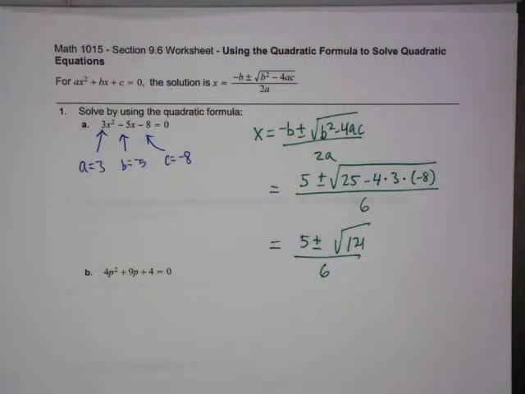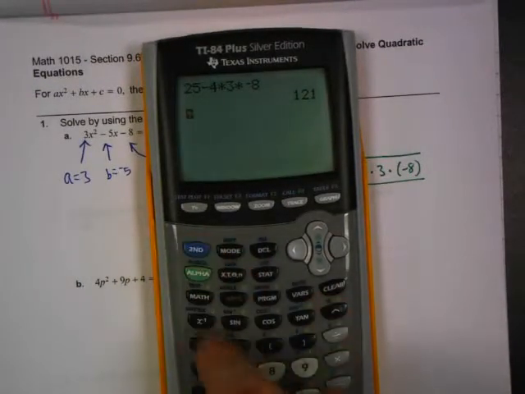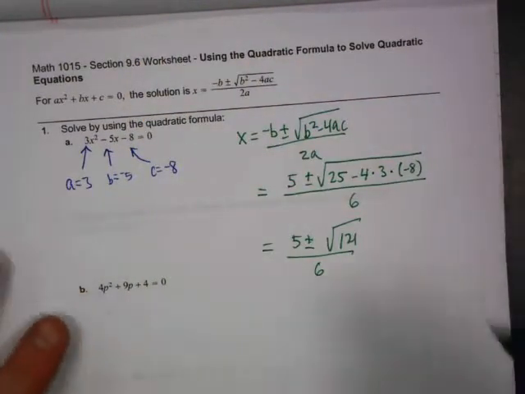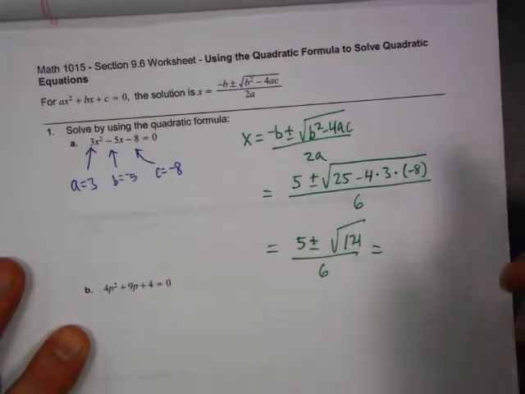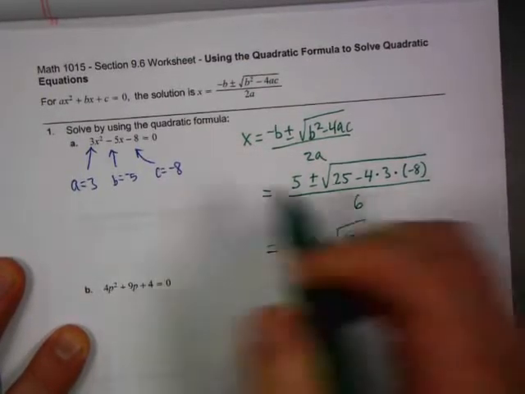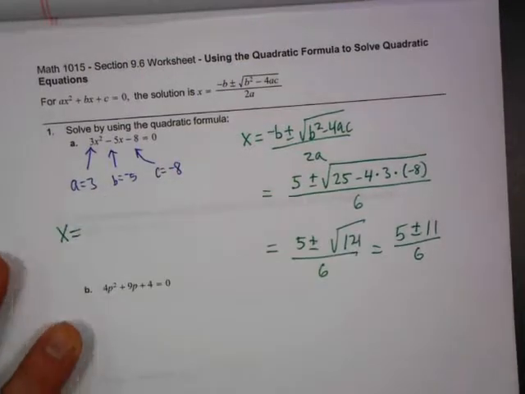Is the square root of 121 a nice number? 11. It happens to be 11. If you're not sure, again, you use your calculator, and it is a nice number. So we're going to write 5 plus or minus 11 over 6. Final answer. We're going to simplify here.